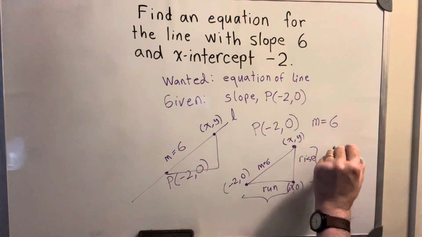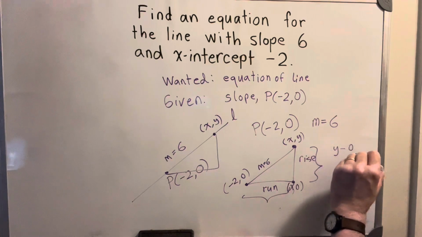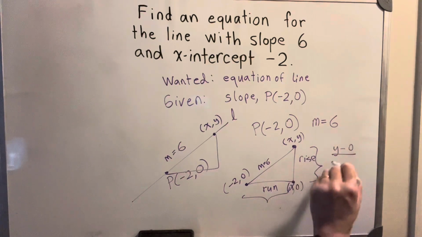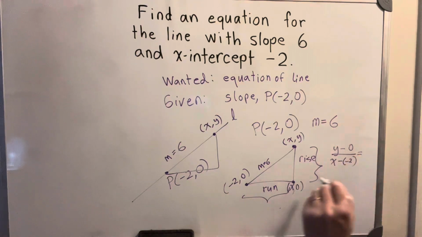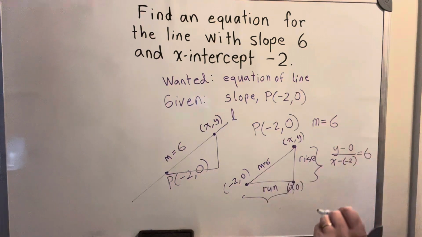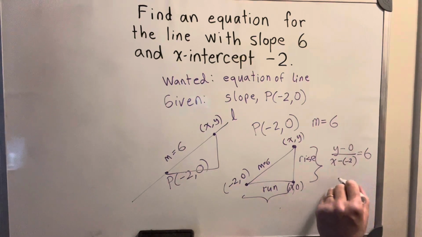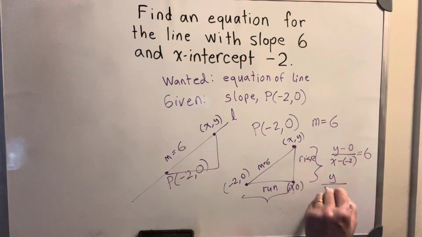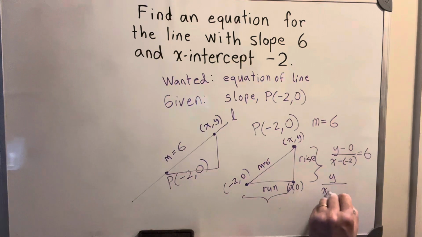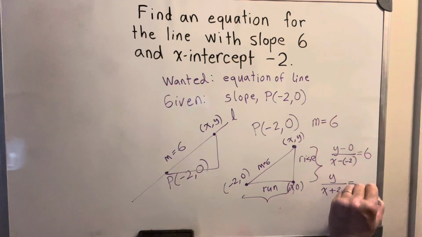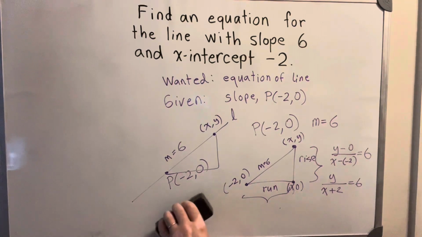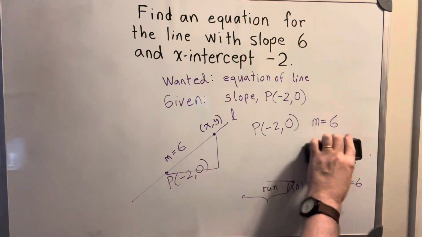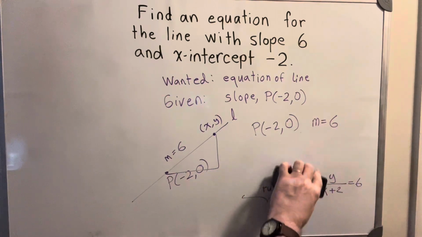So now we're going to write y minus 0 over x minus -2 is the slope of 6. Well, minus is plus, so we can say y divided by x plus 2 equals 6. I'm going to erase everything right here and write. This is the equation.